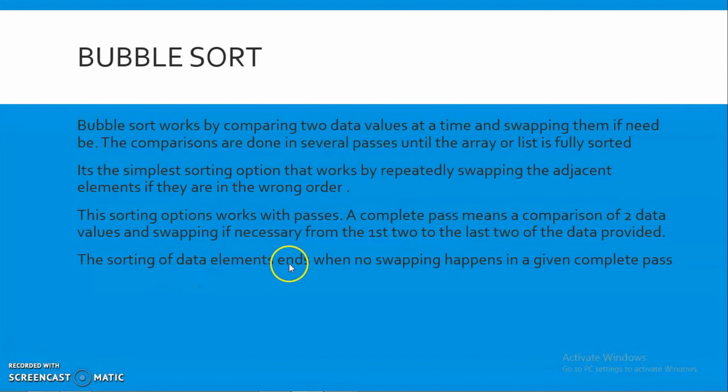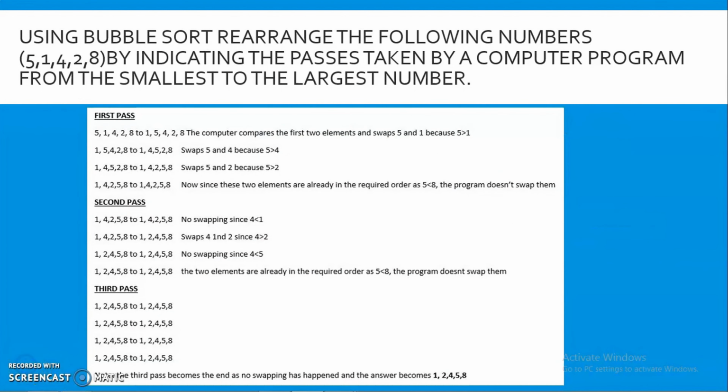Sorting data elements ends when no swapping has happened in a complete pass. You've compared from the first two to the last two, and no swapping happened the whole time. At every level you compared the first two, the two that follow, and the two that follow, all the way up to the last, and no swapping happened, we say sorting has ended. So I have an example here.